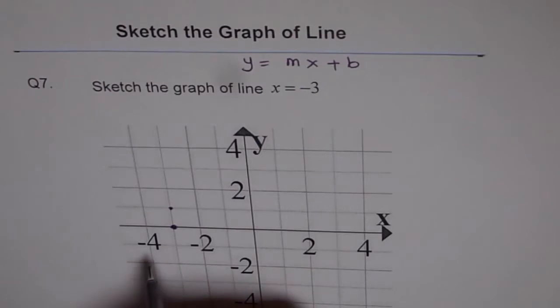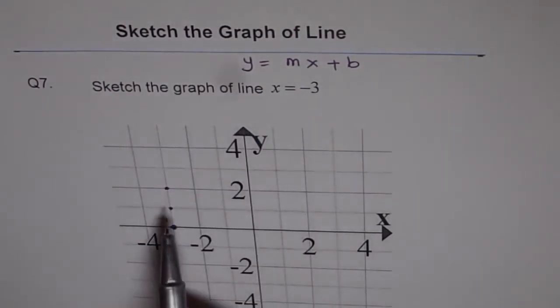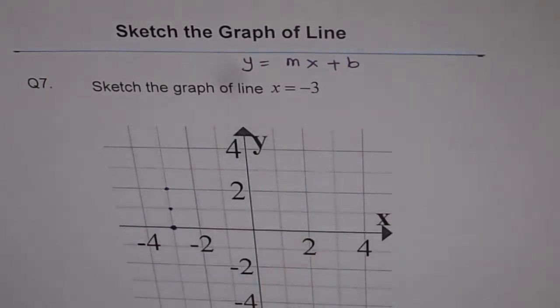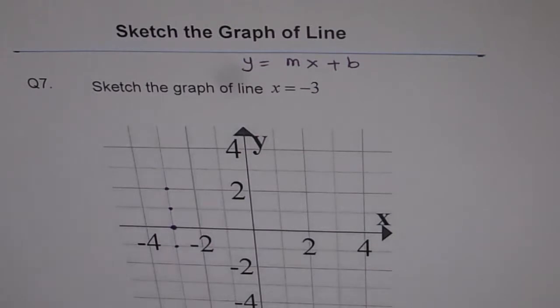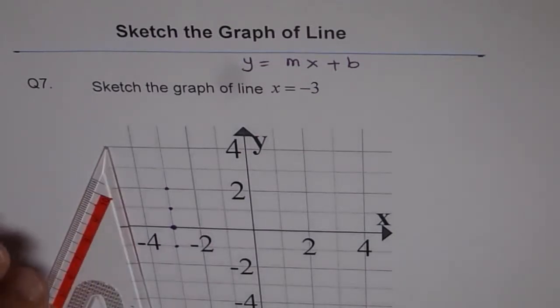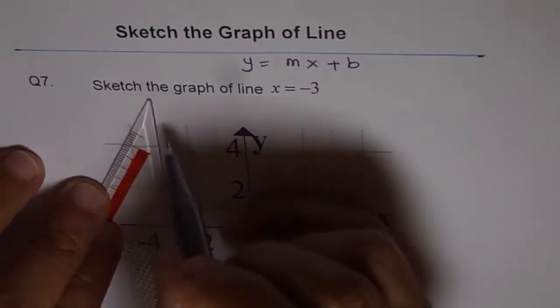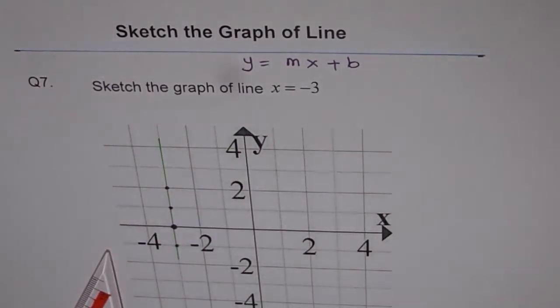Minus 3 and 1. How about minus 3, 2? It is possible because it doesn't in any case contradict. x is minus 3 here also. Well, x is minus 3 here also. Correct. So what do we see? We find that all the points on x equals minus 3 are on a vertical line. There you go. So let's connect them.